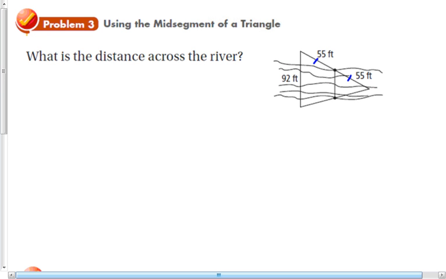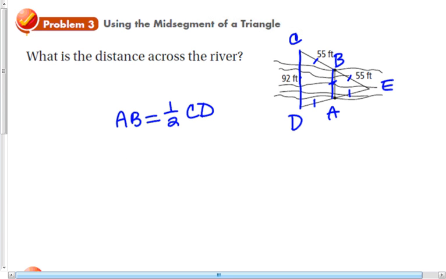We actually would need a little bit more information. We'd either have to know that this segment here is parallel to this one right here. So let me label these with some letters, and then we'll use those letters. Assuming that CD is parallel to AB, or that A is the midpoint of DE, we're just assuming one of those two things. If that's true, then we know that AB is 1/2 CD. And CD is 92 feet, so AB is 1/2 times 92, which is 46. So it's 46 feet across the river.